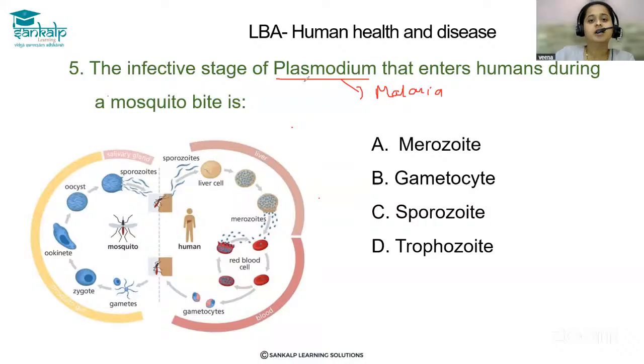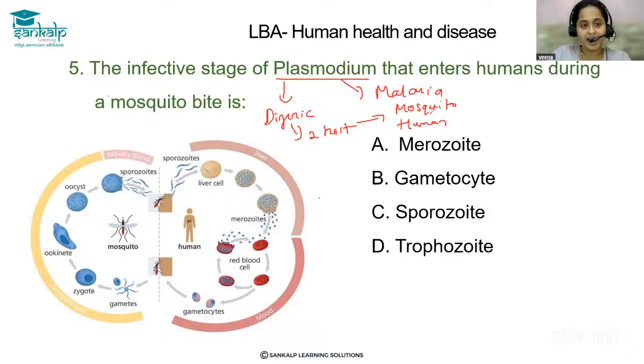Here the Plasmodium is also called digenic because it needs two hosts to complete its life cycle. That means it needs one mosquito, a female Anopheles mosquito, and a human. With the help of these two hosts, it completes its life cycle. In the image itself, you can observe the mosquito here and the human here.